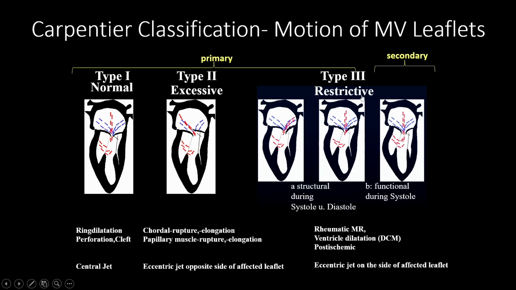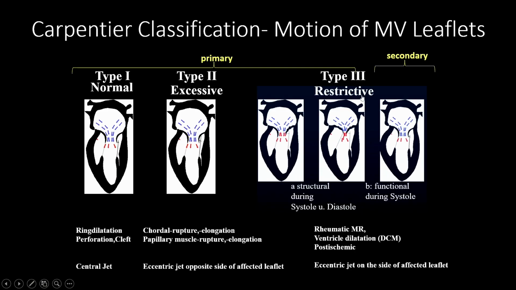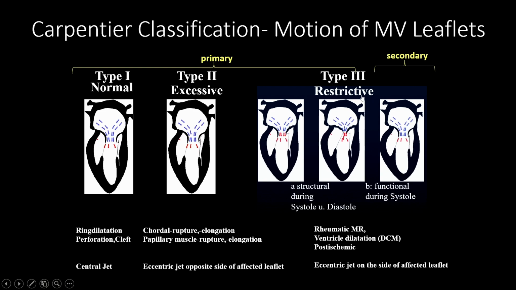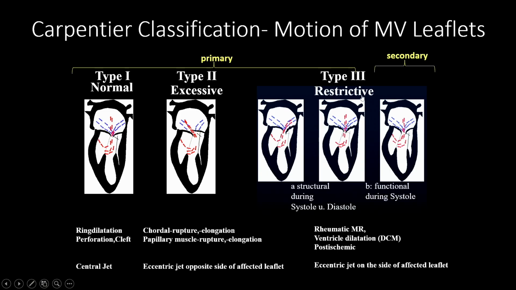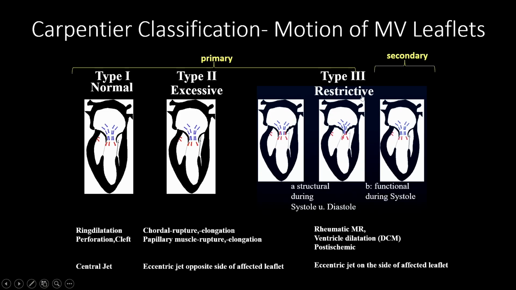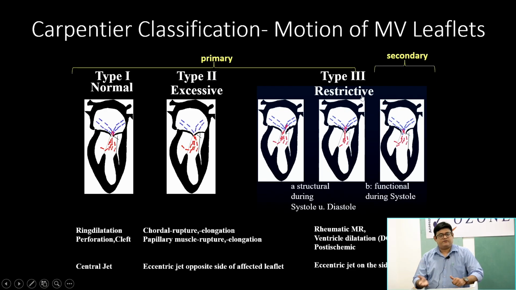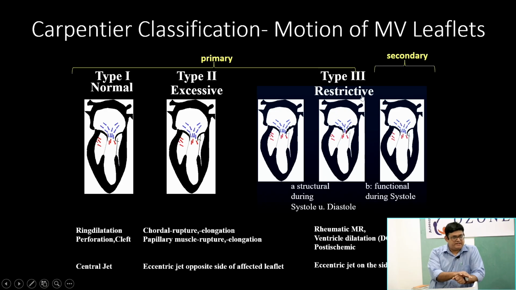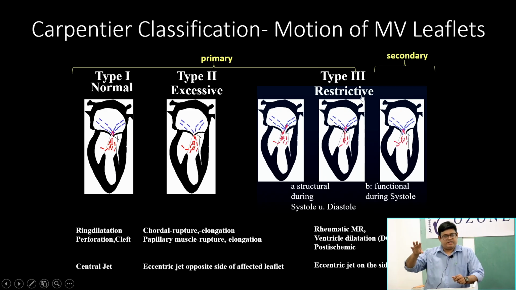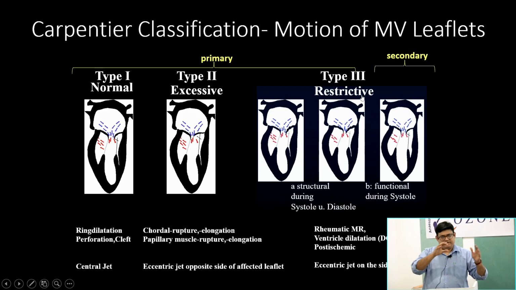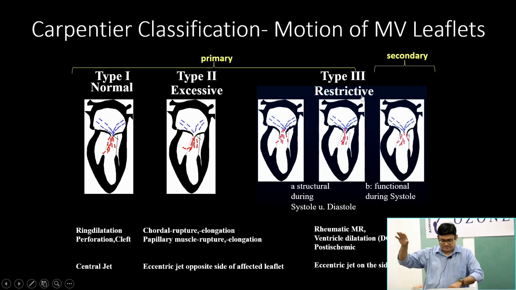Okay, now coming to type 2, that is excessive motion, where there is excessive movement of the mitral valve. It can be due to chordal rupture or elongation, papillary muscle rupture or elongation, and in this case there will be an eccentric jet, and the direction of this eccentric jet will be on the opposite side of the affected leaflet. So what does this mean? If your PML is affected and there is excessive movement of PML, then the jet will be on the AML, and vice versa. If AML is affected, the jet will be on the PML.